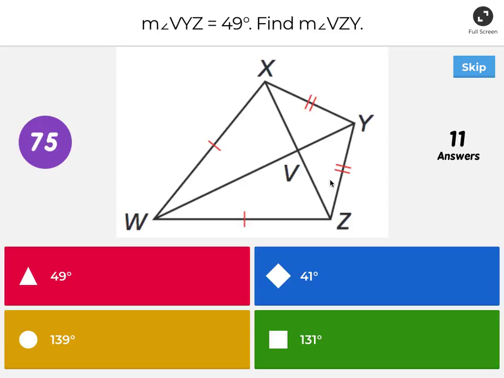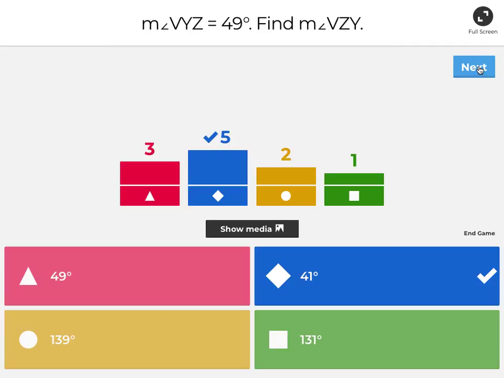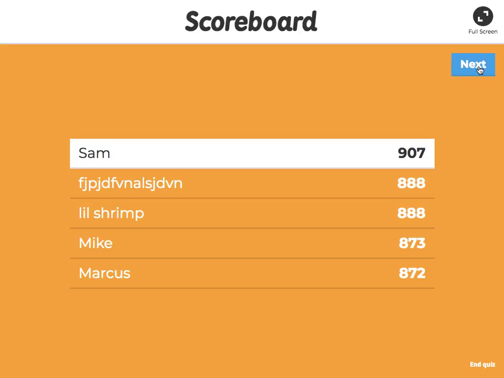Let's take a look, guys. Look at this shape, right? What's that? Triangle, right? That angle is 90 degrees, so what do I know about those two angles? They have to add up to 90. So 49 plus 41 is 90 degrees. 41 plus 49 is 90 degrees.